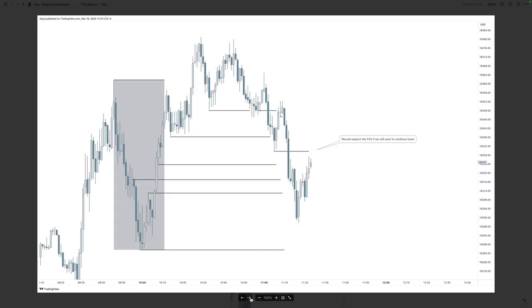So right here, what do we see? Should respect the fair value area if we still want to continue lower. So this retracement is nothing to worry about because we are still coming into that fair value area potentially to then continue lower off of that.